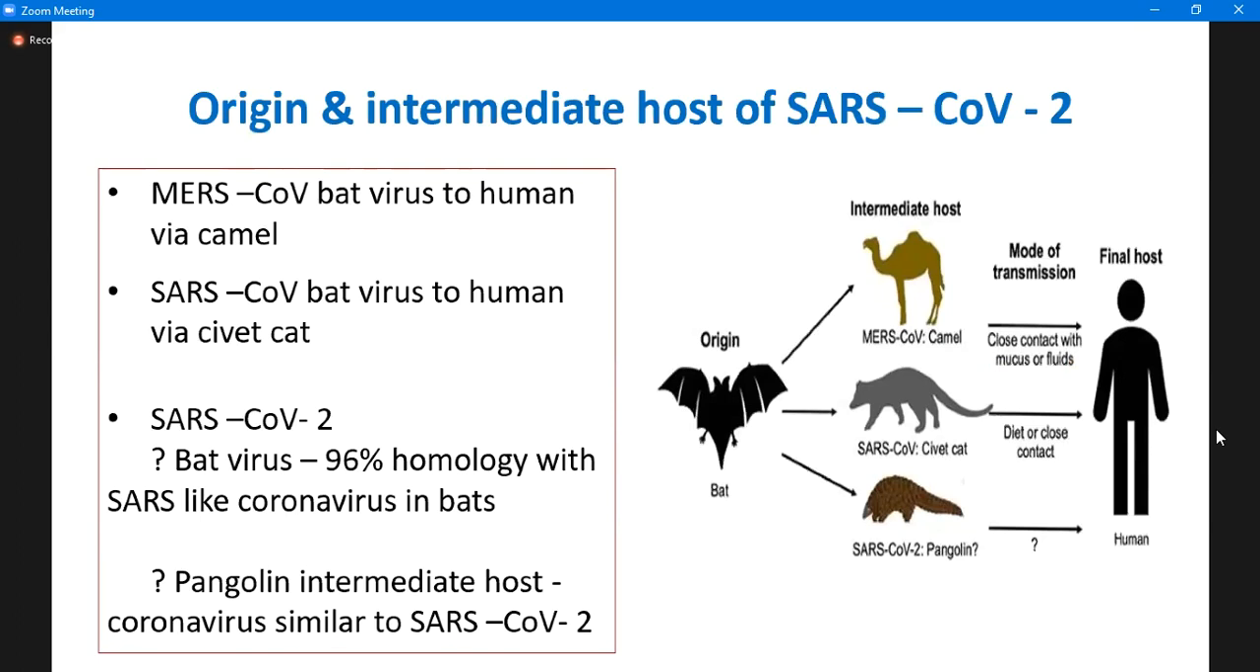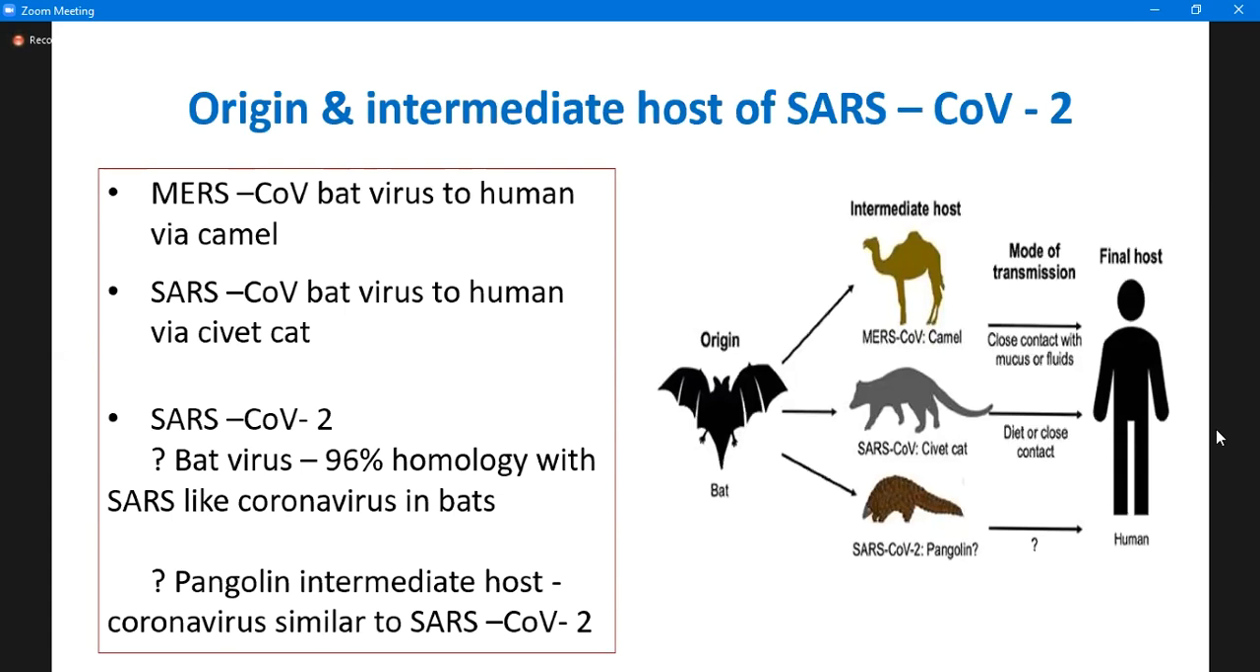Now let us look at the origin of the SARS coronavirus and the intermediate host of the SARS coronavirus 2. MERS coronavirus and the SARS coronavirus 1, we can say, are bat viruses. Of these, MERS coronavirus transmitted to humans via the intermediate host camel. On the other hand, the SARS coronavirus transmitted to humans via the civet cat. So the MERS coronavirus intermediate host is the camel. SARS coronavirus intermediate host is the civet cat.